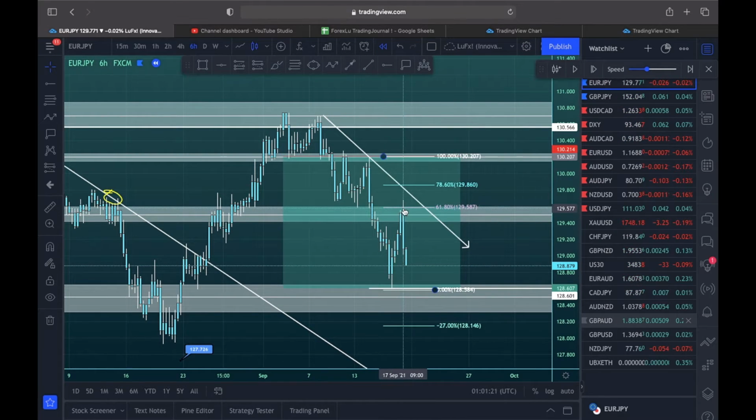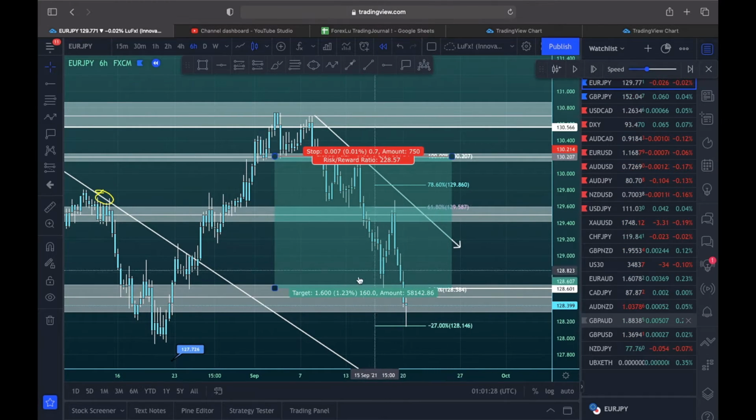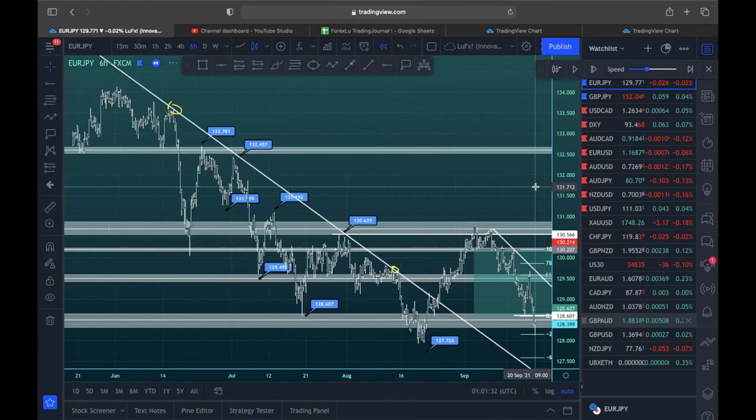Price came up, tapped at 61.8, and right when it tapped that, it fell right back down. So it hit my final take profit, and this is about a 160 pip trade. So that's what EJ looked like.